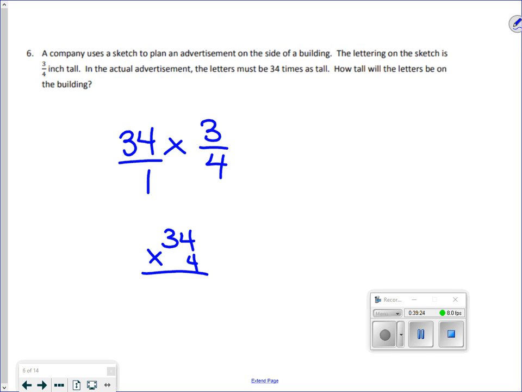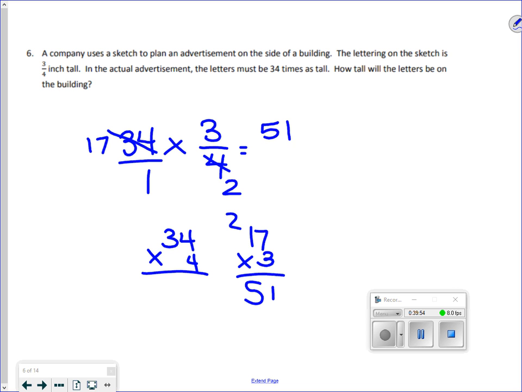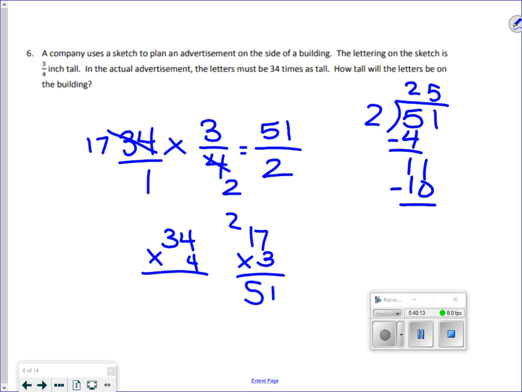Now, one thing you could have done, now 4 does not go into 34. However, you could have halved it by 2, because 34 is even. So 2 goes into 4 2 times. 2 goes into 34 17. You didn't have to do that. I just know it. So 17 times 3 is 51. 2 goes into 5 2 times. I'm going to do it the other way too. 2, that's 4, and 1, 5, 10, 25 and 1 half.